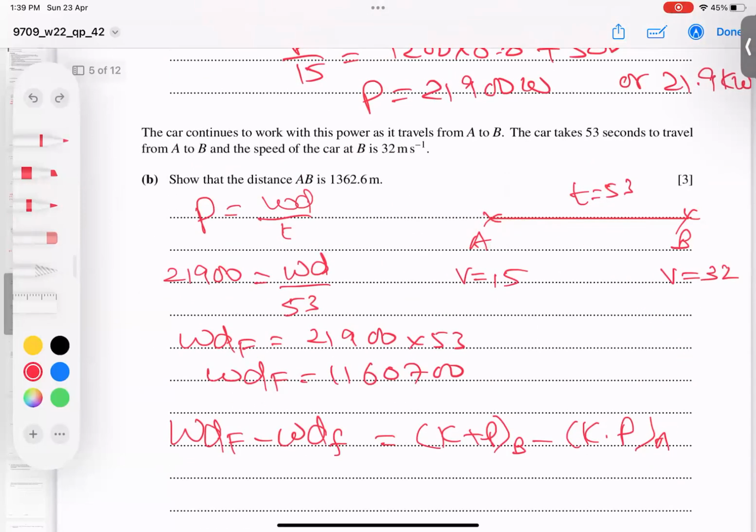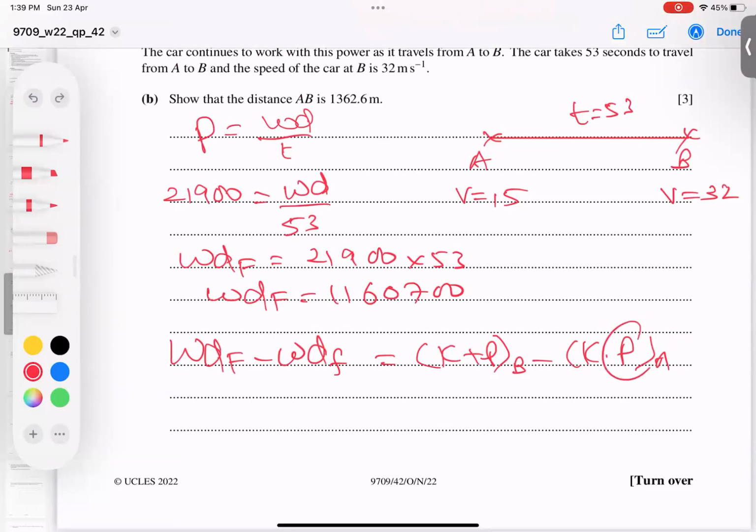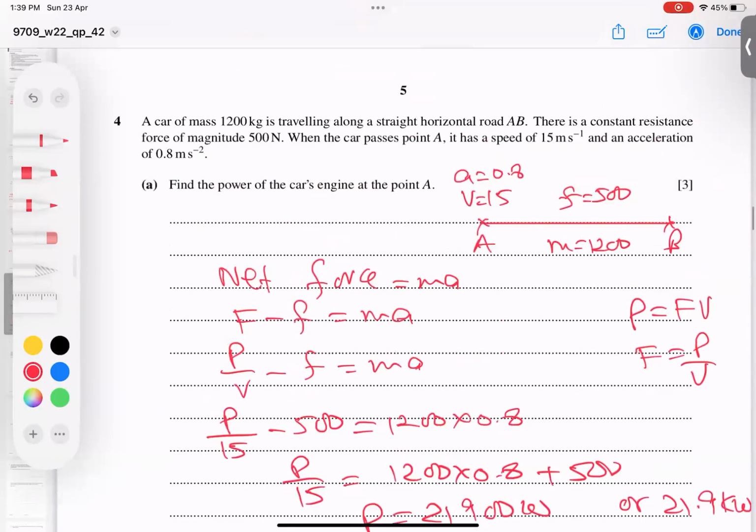We know it. Potential energy at both particles has the same height, so they cancel out. So not a big trouble. So the work done by the driving force, we just got it: 1160700. And the work done by friction force, we have it already, and that is... wait a minute.